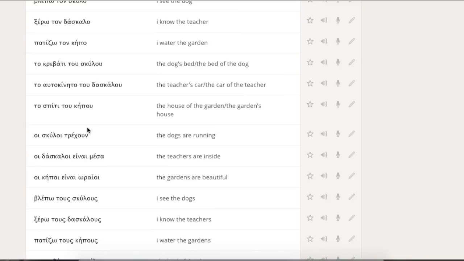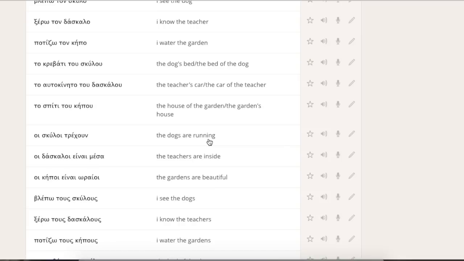Now we have seen the singular form. Okay? Now let's see how the plural form is. How do we say the dogs are running? How do we say the teachers are inside? Okay? And let's notice how these articles change again, and the endings, of course. So, now. Skili, dogs, τρέχουν, are running. Οι σκύλοι τρέχουν. The dogs are running.